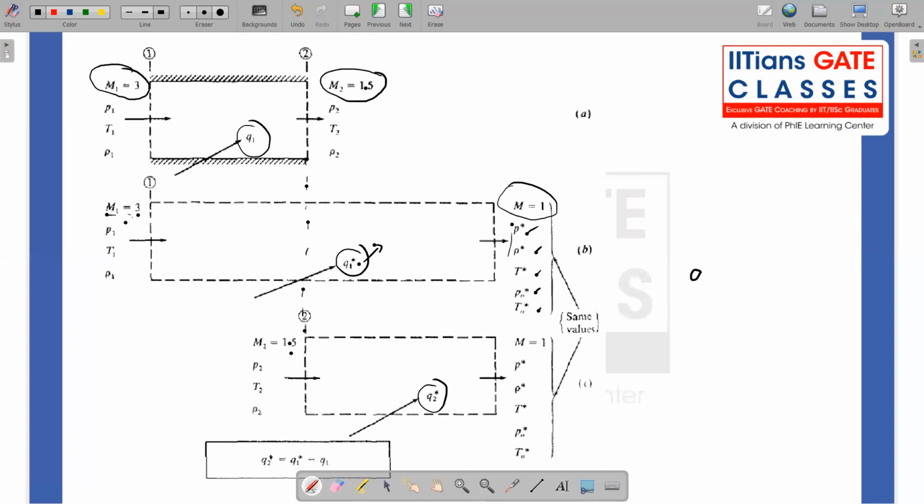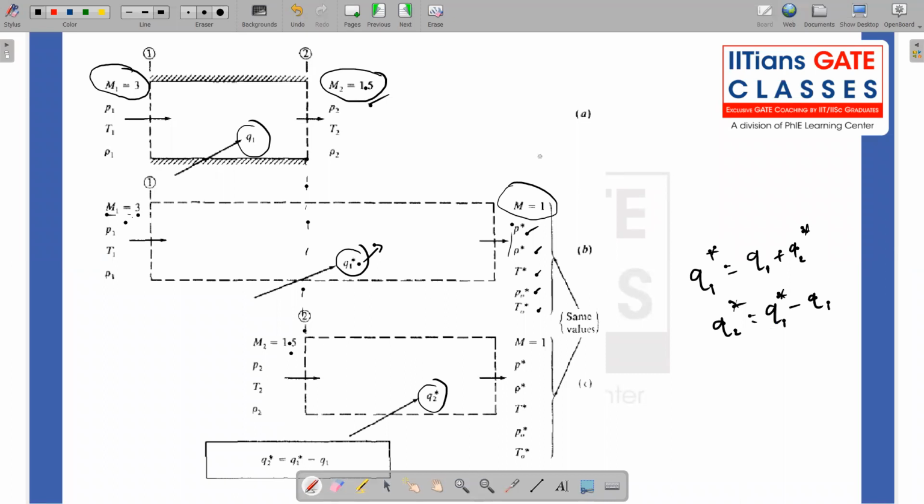So that means Q1 star is nothing but Q1 plus Q2 star, or I can write it the other way, Q2 star is nothing but Q1 star minus Q1. So Q1 star is the amount of heat required to make this flow from Mach number 3 to Mach number 1, which is also equal to the amount of heat needed to make this flow from M1 equal to 3 to M2 equal to 1.5, plus M2 equal to 1.5 to M equal to 1.